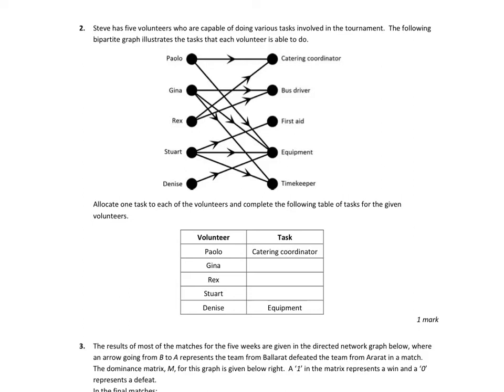So allocate one task to each of the volunteers by completing the table. So we can already see Paolo has been given catering coordinator, which means he no longer is one of the people who could be the equipment manager. And we can see there that Denise has also been allocated to equipment. Now, if Paolo is the catering coordinator, that means Rex can't be the catering coordinator. So his only other job is bus driver. So that means Rex will be our bus driver.